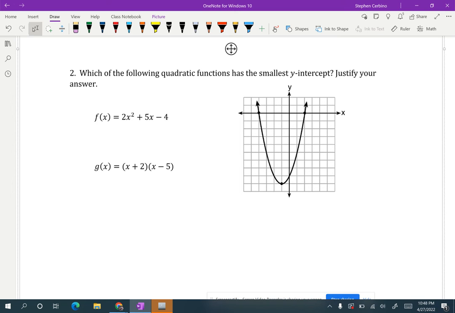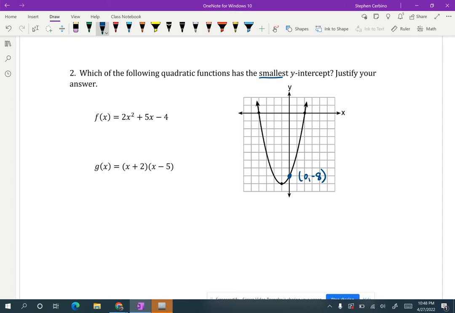All right. For the next one, I asked which one has the smallest y-intercept. For the graph one, the y-intercept is here. That's 1, 2, 3, 4, 5, 6, 7, 8. This one has a y-intercept of (0, -8). To find the y-intercept for the other two, you just have to plug in 0 for x.